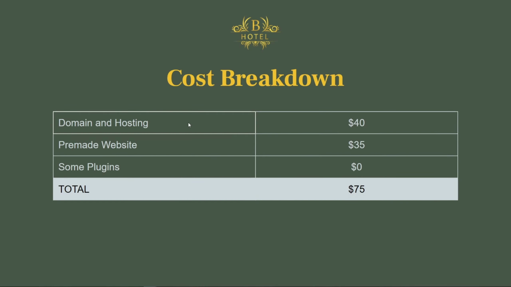So now we know how the website is going to look. Let's calculate how much it is going to cost us to build the site. Domain hosting. For the first year it will cost $40 with 83% discount. Premium website it will cost $35. Some plugins it will cost $0. So in total it will cost us $75 to build the site.